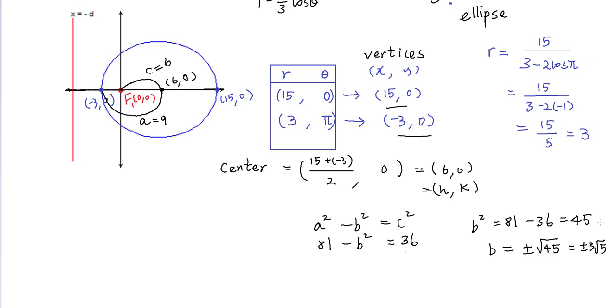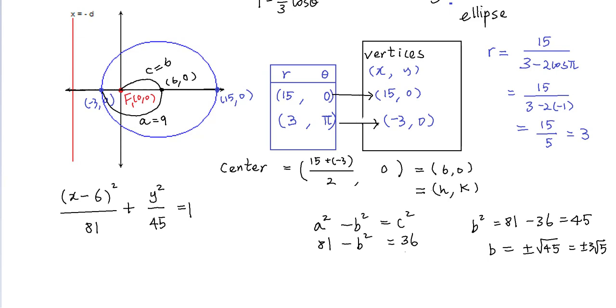We are not going to get the endpoints of the minor axis, so I'm just going to get the rectangular equation of this ellipse. The equation of the ellipse is x minus h, 6, squared, over a squared. a is 9, so a squared is 81, plus y minus k squared, k is 0, over b squared, which is 45, equals 1. And so this is going to be the rectangular equation of the ellipse.